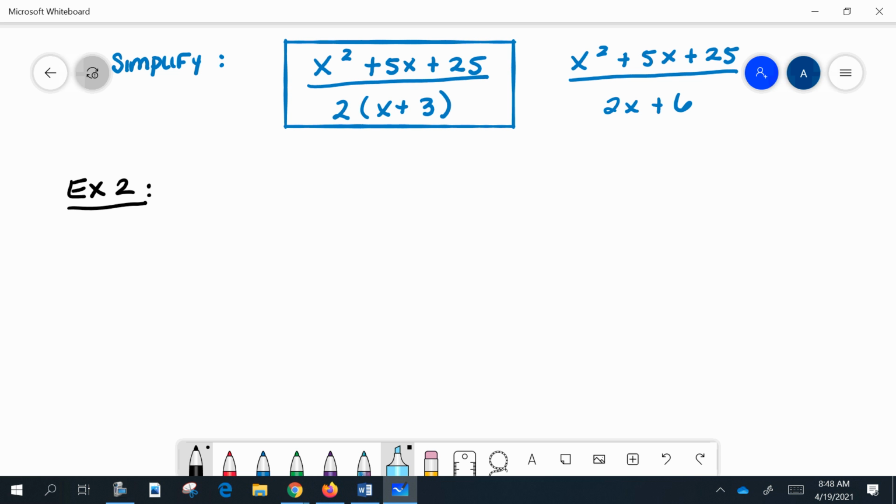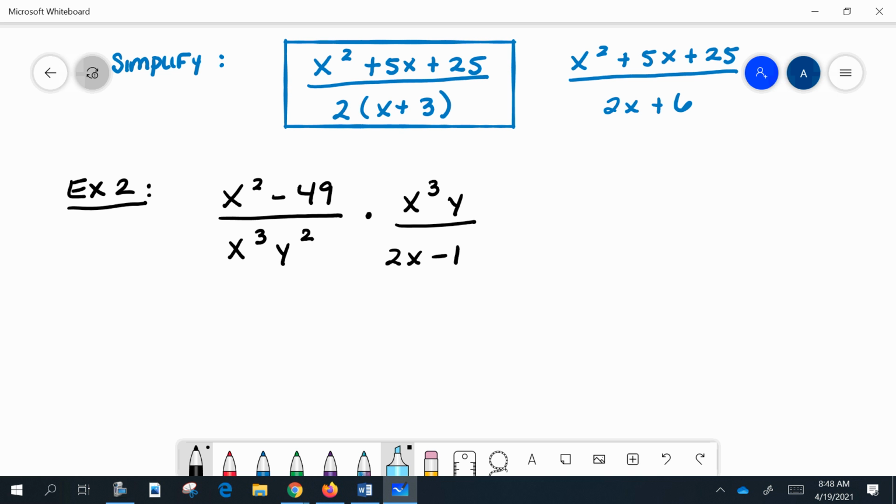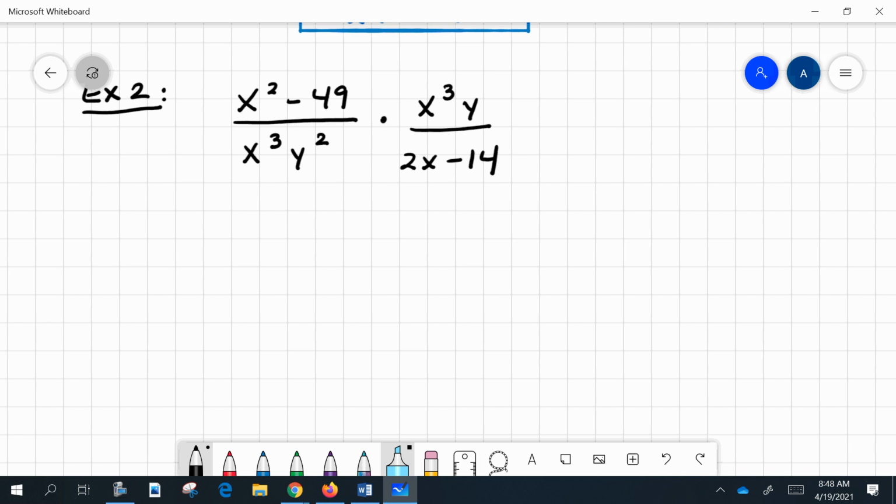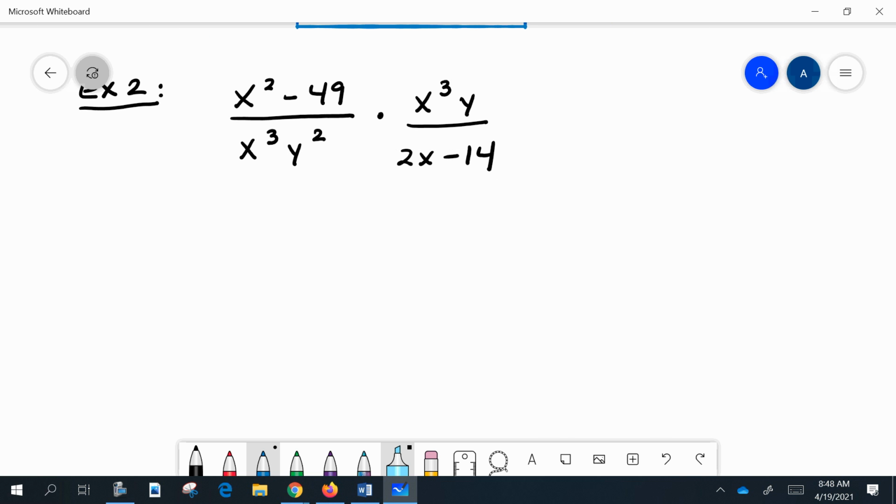Let's suppose that we have x squared minus 49 divided by x cubed y squared, times x cubed y divided by 2x minus 14. All right, so now we've got a multiplication problem. So we don't need to worry about multiplying by the reciprocal, but first we're going to factor, because if we can simplify any of the factors, that's what we want to do before we multiply.